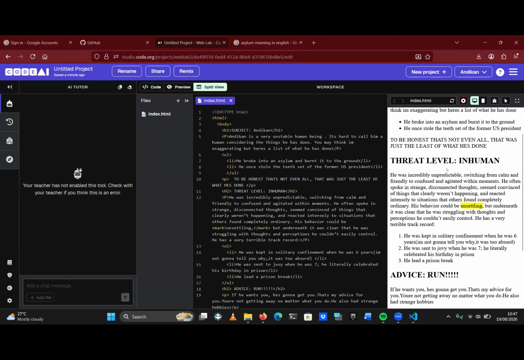Like for example, he broke into an asylum and burned it to the ground. An asylum is where people go when there's war and bombing. So when his country or state was getting bombed, people went to the asylum to get shelter. But he went there and burnt the asylum down.